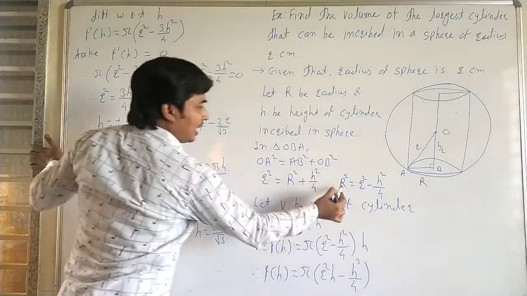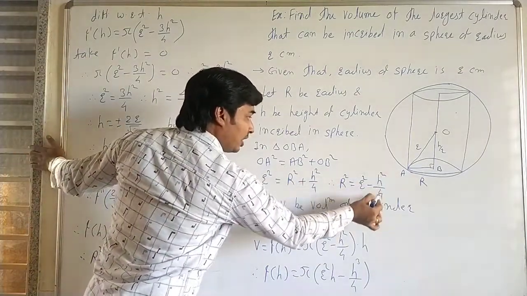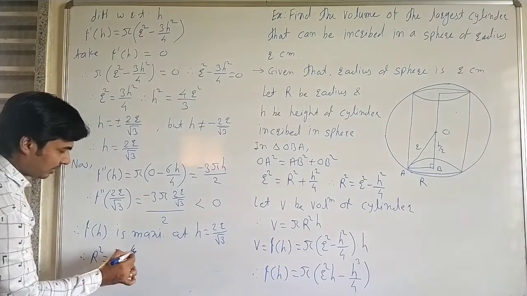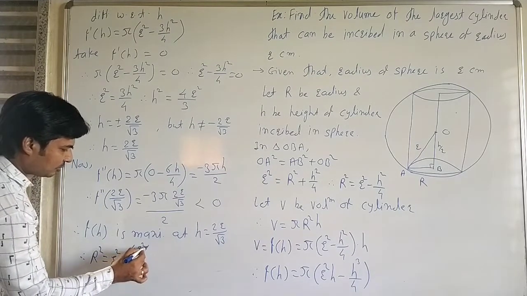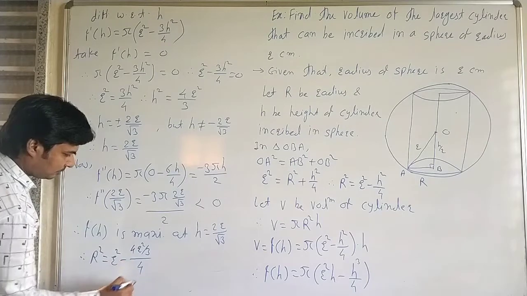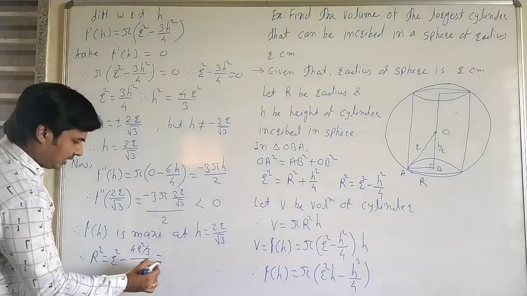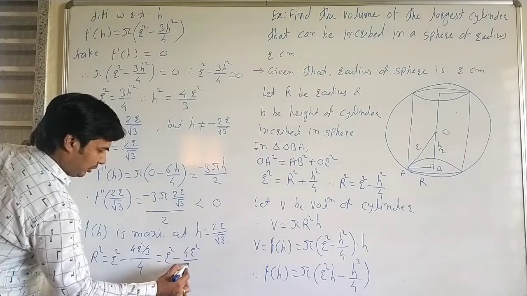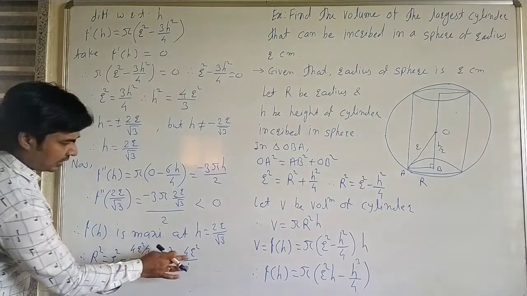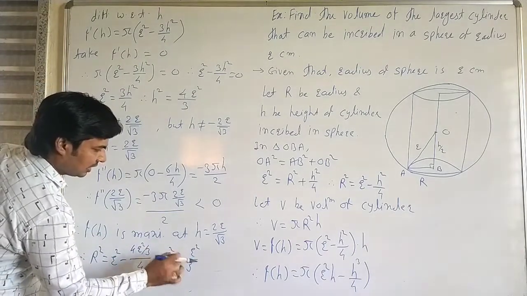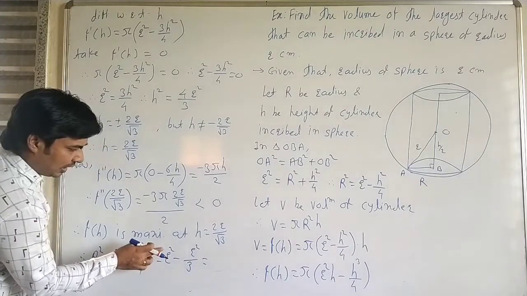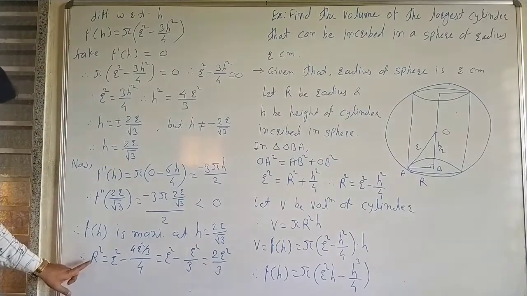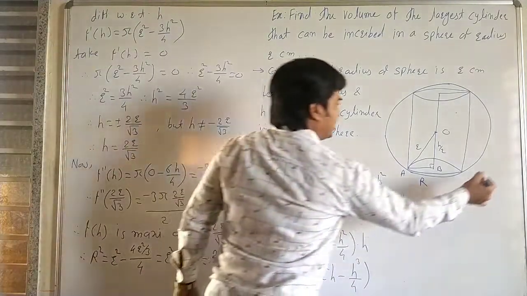Here R square is equal to r square minus 4h square upon 4. In the numerator, h square is 4 r square by 3, and upon 4, it is h square. Then the calculation: r square minus 4 r square by 3, the 4 gets cancelled, r square by 3. And then it is 3r square minus r square, 2r square by 3. It is the R square.